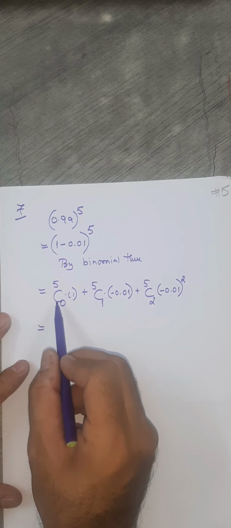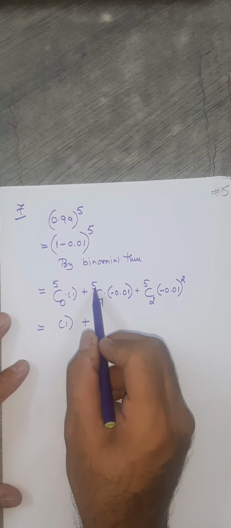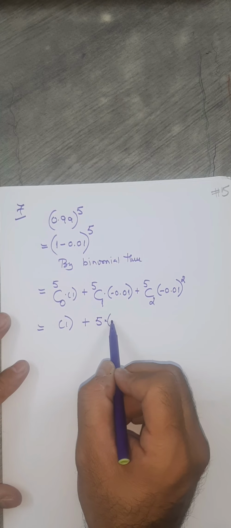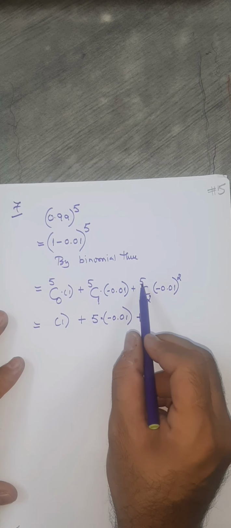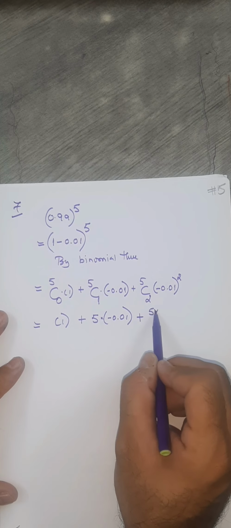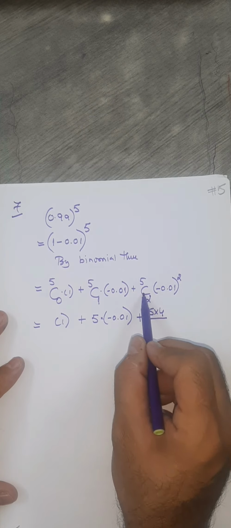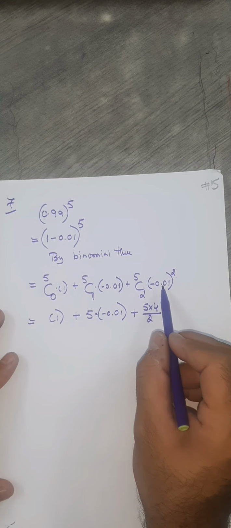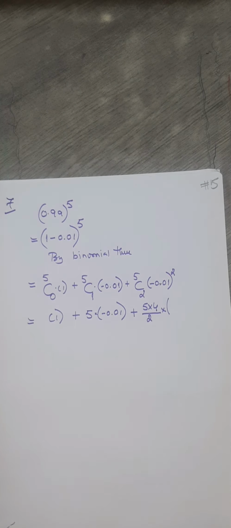Now the question is just to simplify. What is 5C0? It is 1 into 1, so 1. What is 5C1? It's 5 into minus 0.01. What is 5C2? You know it is 5 into 4 into 3 factorial. That will get cancelled with the denominator by 2. And here you have 0.01 the whole square.